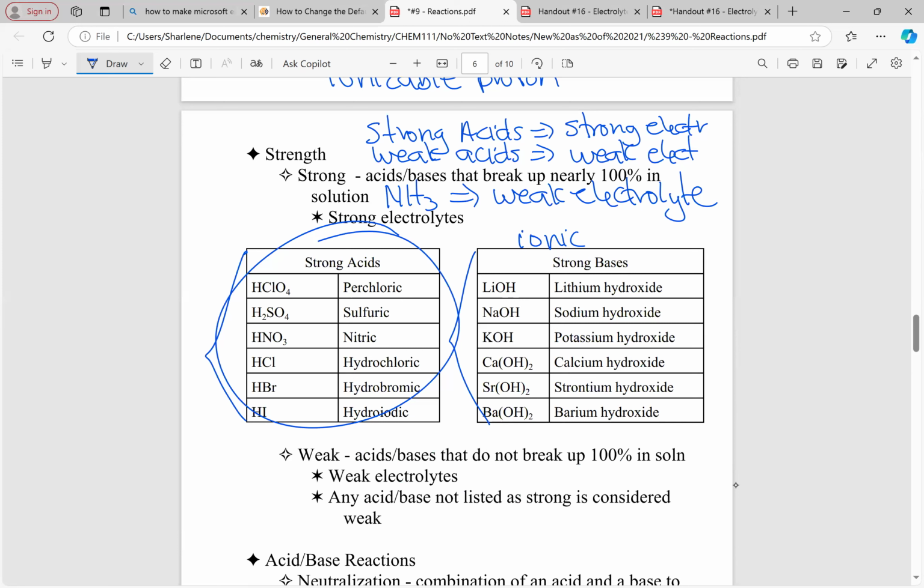All right. We didn't really talk about a lot, but that is a key component for dealing with reactions into the future. So we really need to be able to understand whether it's an electrolyte or a non-electrolyte.